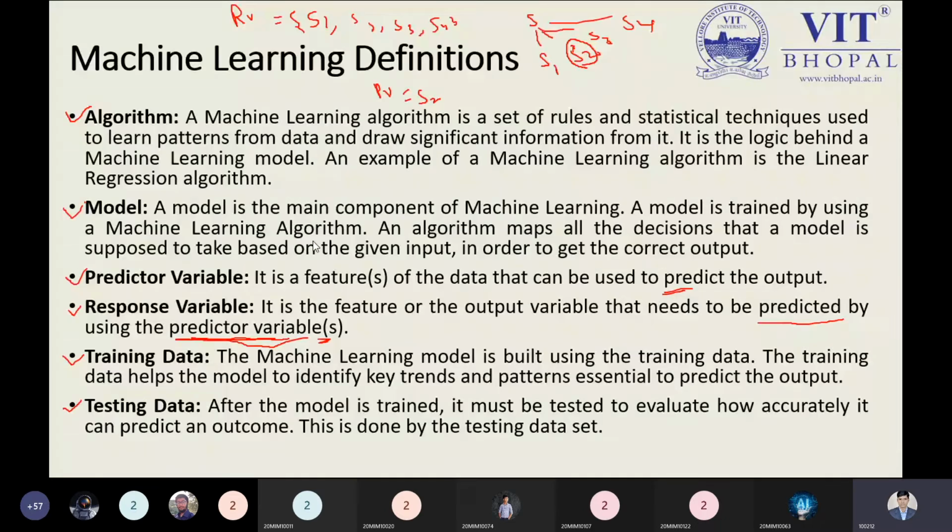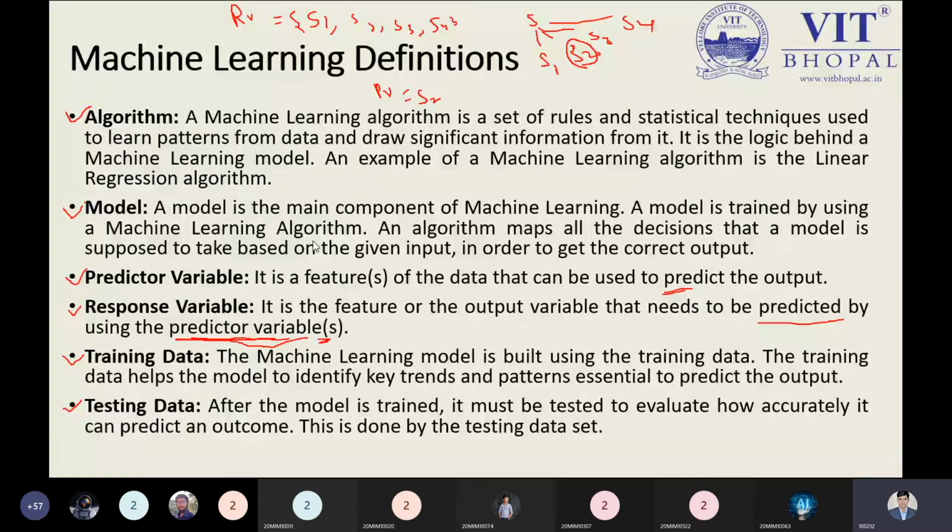The next part we have over here is machine learning definitions. We have seen definitions by Tom Mitchell and also Samuel, who coined the term artificial intelligence. But machine learning definitions means the basic definitions which are used to understand machine learning. That is the point we have to understand.